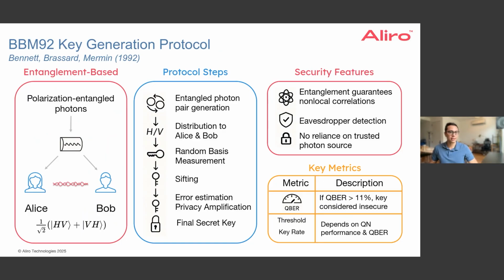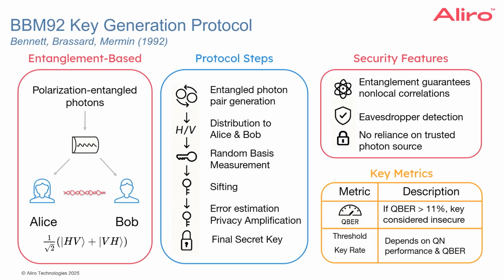So let's dive a little bit deeper into BBM92 itself and how we get from these entangled states to secret keys that we can actually use in some kind of security system. So the first step is to actually generate and distribute these quantum states, right? In this case, we are encoding our entanglement in photons, but more specifically in the polarization of photons.